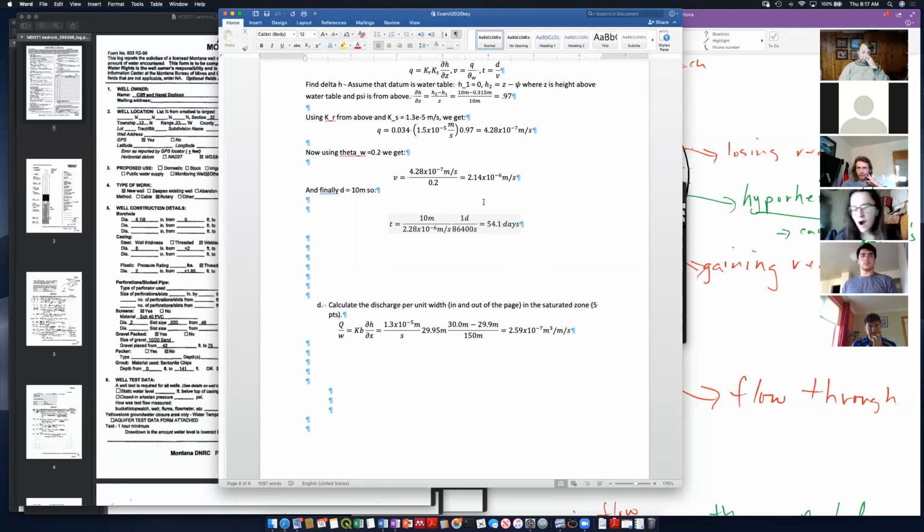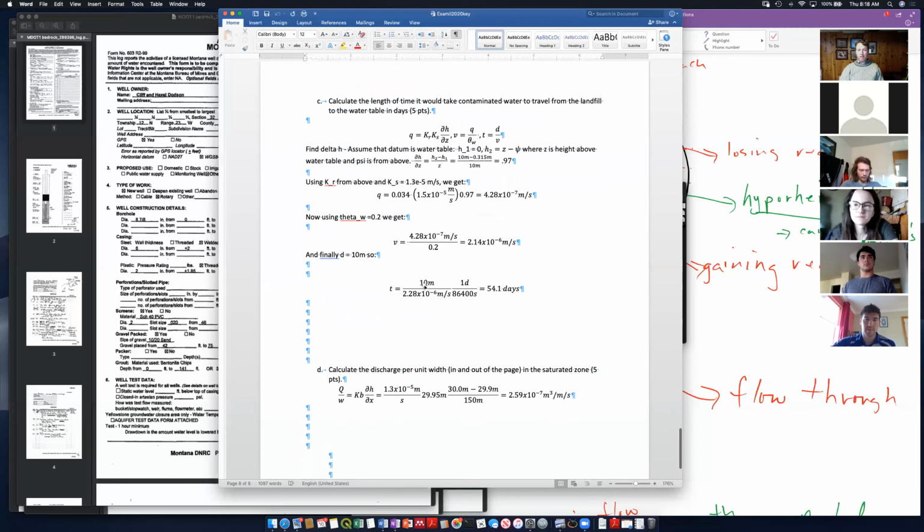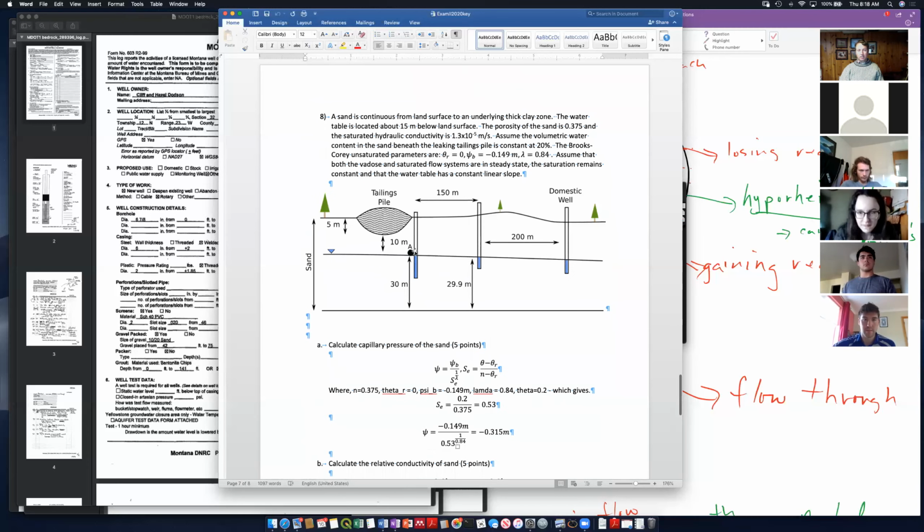All right, calculate the discharge per unit width. I wanted you to calculate the discharge in the direction towards the well, and I tried to give you an explanation of what per unit width meant, in and out of the page. This was clearly unclear to a couple people in the class, but the bottom line is you could calculate a head gradient here, and you can just use Darcy's law.